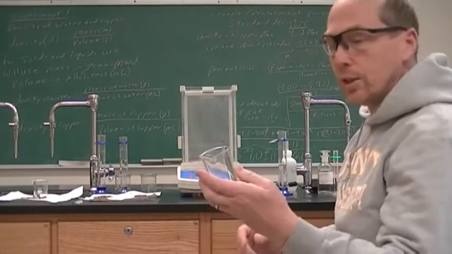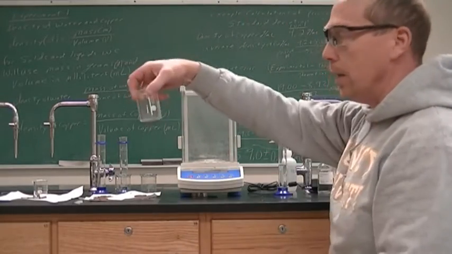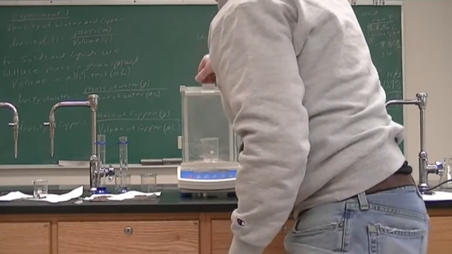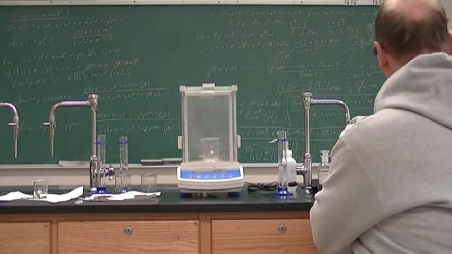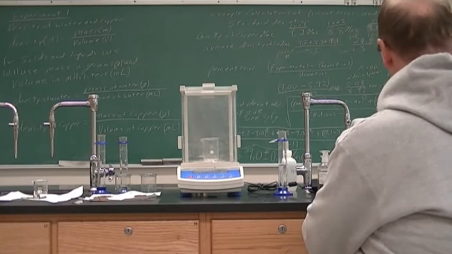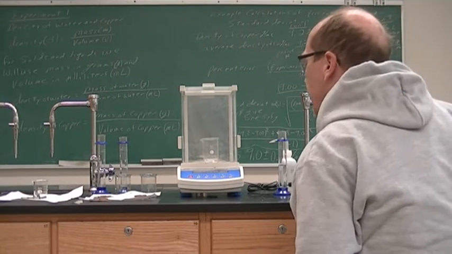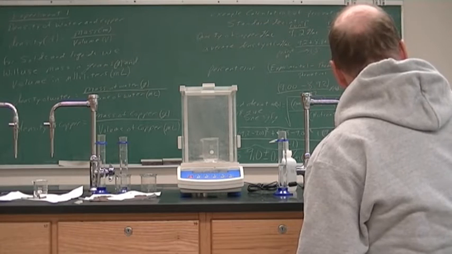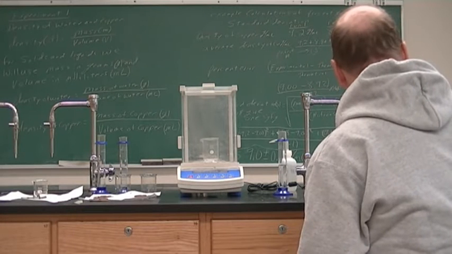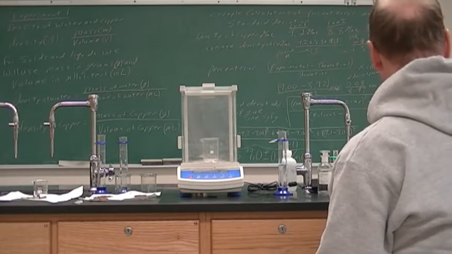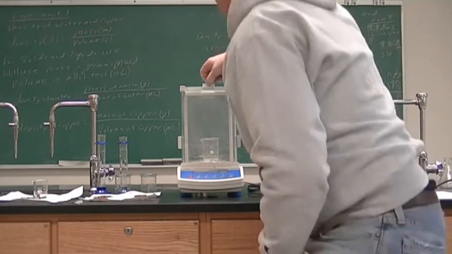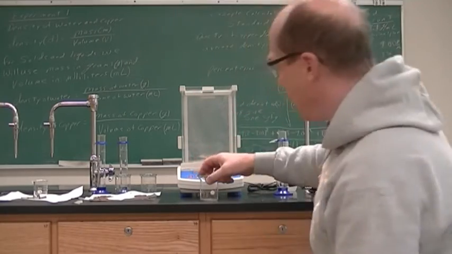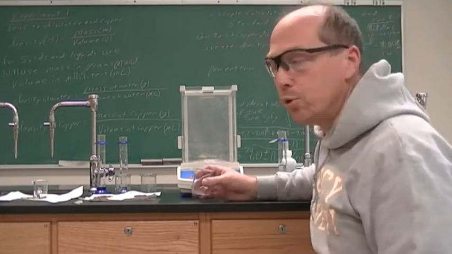All right, so first I'm going to weigh a beaker. It's at zero, and I'm putting the beaker on. This beaker has a mass of 50.5436 grams. All right, and so now I'm going to add some pennies, and it says to add between 10 and 15 pennies.